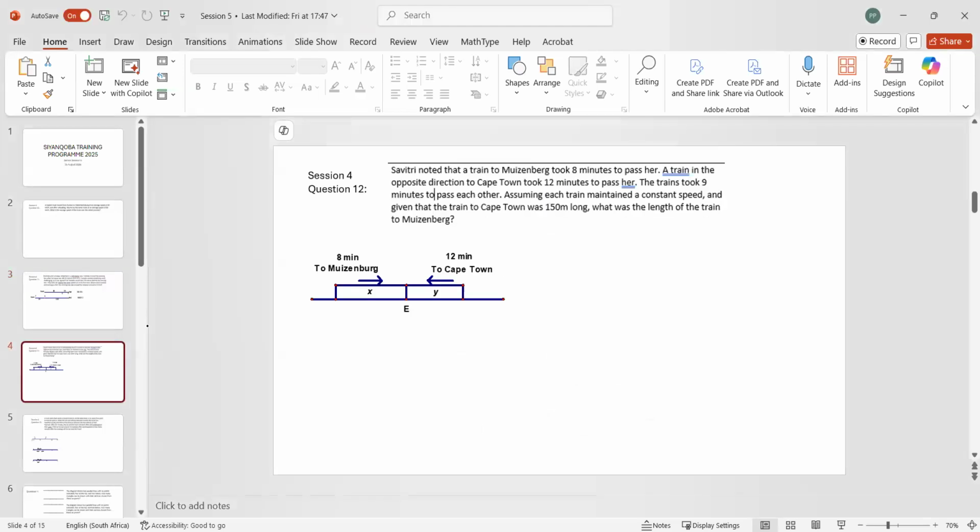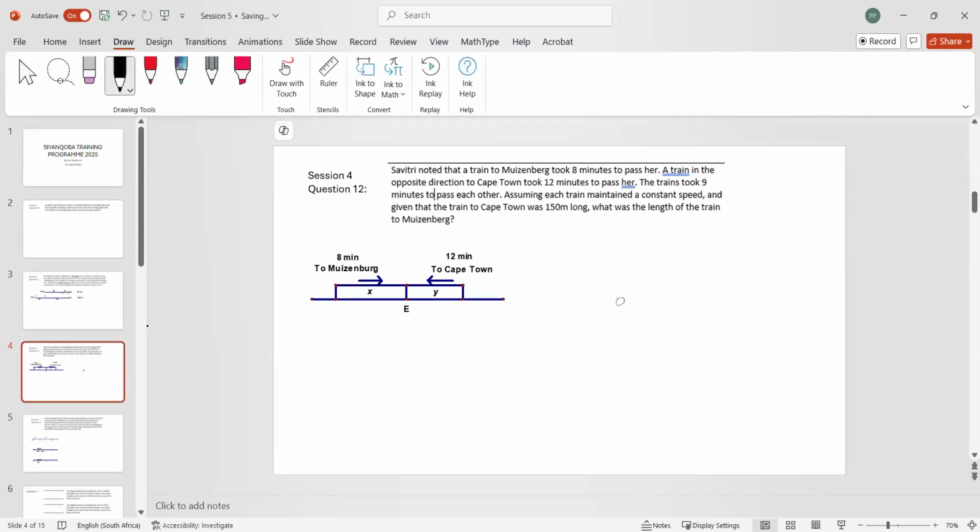All right, so here, the third question: Savitri noted that a train to Musenberg took 8 minutes to pass her. So there it is. This girl is watching a train, and she sees this train passing her. So the train to Musenberg.